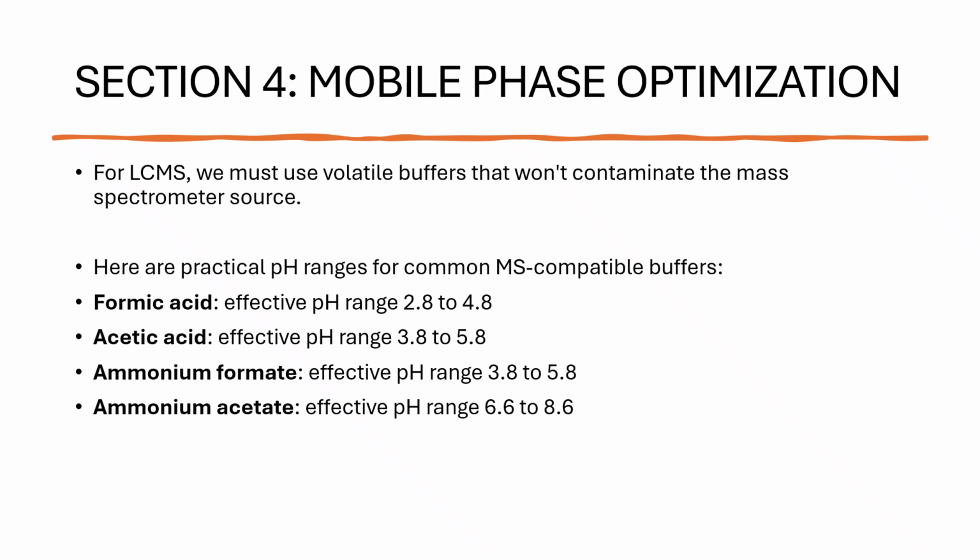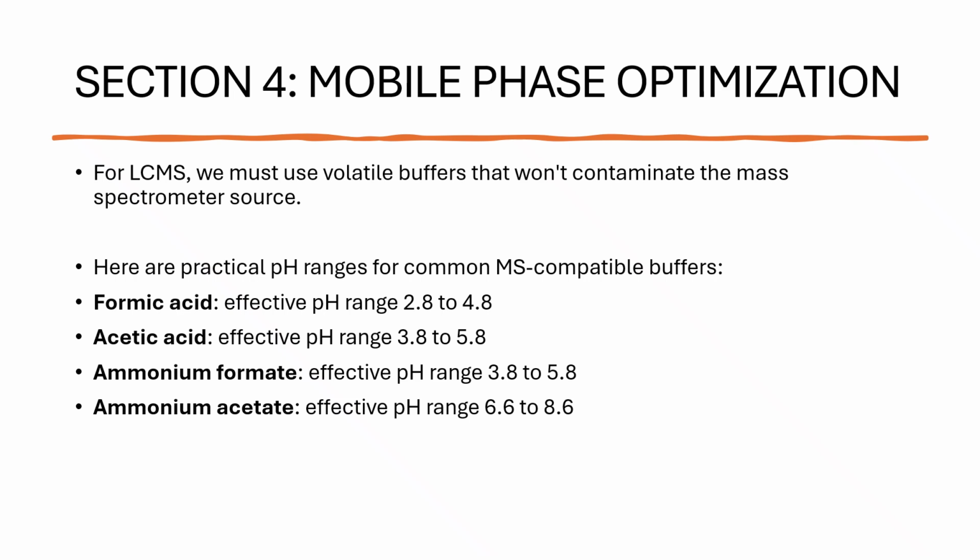So here are the practical pH ranges for common MS compatible buffers. If you want acidic, then you can go with formic acid. Then a little more near basic, acetic acid, then ammonium formate and ammonium acetate. Now here's a critical rule: never use phosphate buffer for LCMS. Why? Because it is non-volatile and will contaminate your source, causing signal loss and requiring extensive cleaning.